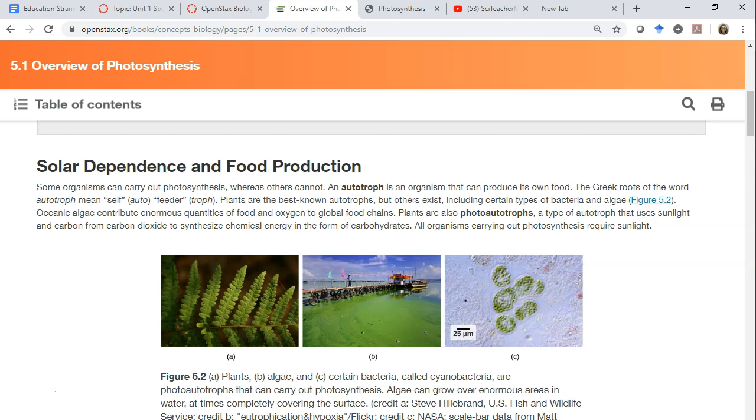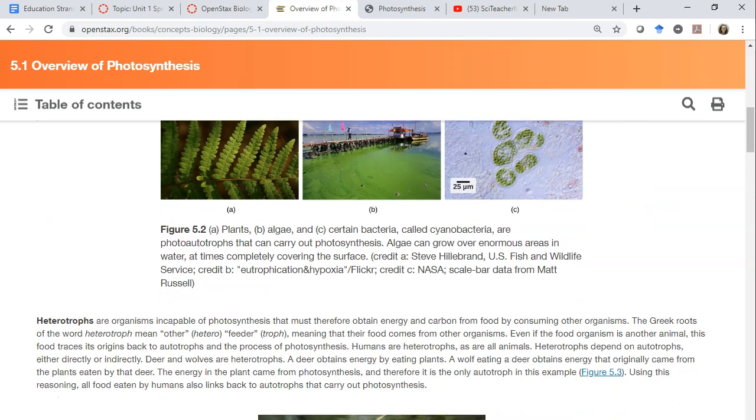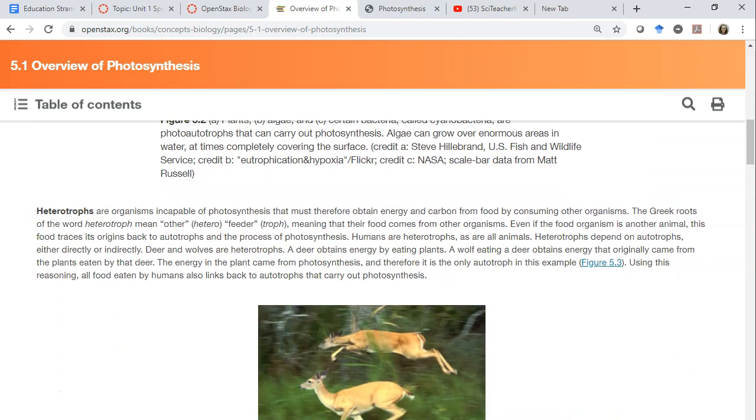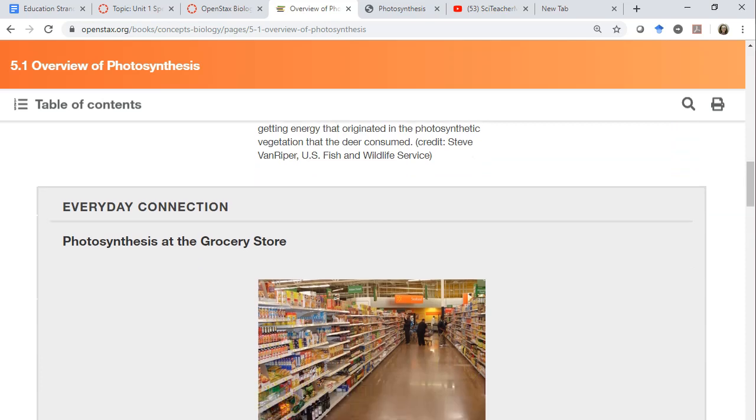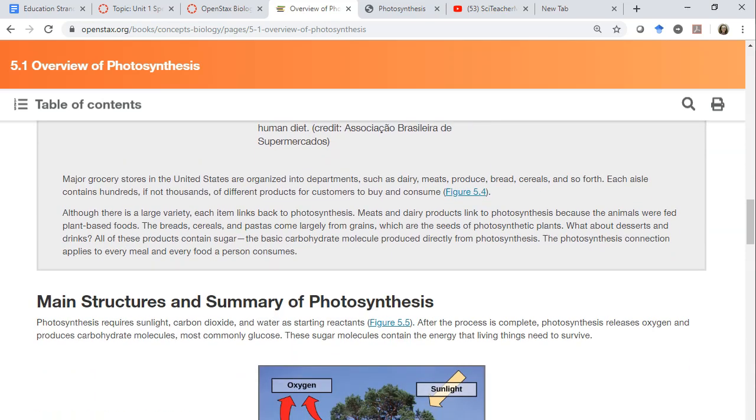Then we have heterotrophs, and these are organisms that require other means to feed themselves. So these include animals and fungi. And so essentially these are two energy pathways. We talked about cellular respiration. Both autotrophs and heterotrophs do cellular respiration when their bodies are doing cellular work and moving, repairing, etc. And then only autotrophs do photosynthesis because they have special organelles.